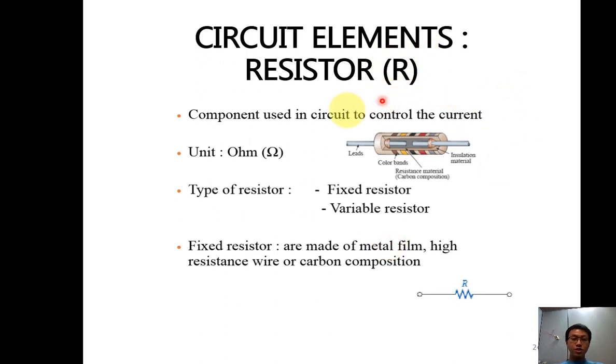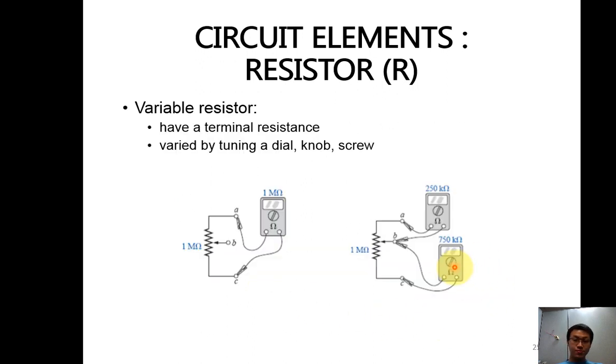Circuit elements: the resistor. Resistor is a component used in a circuit to control the current. Units are ohms. Types of resistor: we have a fixed resistor and we have a variable resistor. Fixed resistors are made of metal film, high resistance wire, or carbon composite, and the symbol is this. Variable resistor has a terminal resistance. We can vary it by tuning a dial, knob, or screw. This is a variable resistor, then we can control it.